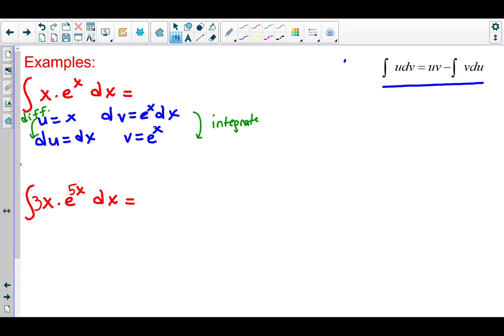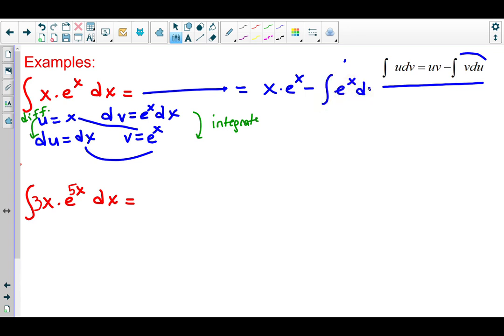So now let's apply the formula. The formula says uv, so multiply these, uv, which is x times e to the x, minus integral of v du. So our v is e to the x, du is dx. And notice now that we are left with a much easier integral, simply the integral of e to the x, whereas we could not integrate the original integral, we certainly know how to integrate e to the x, right?